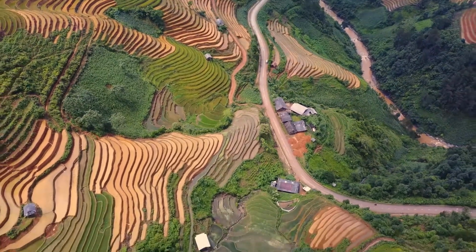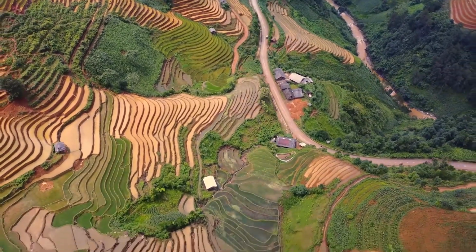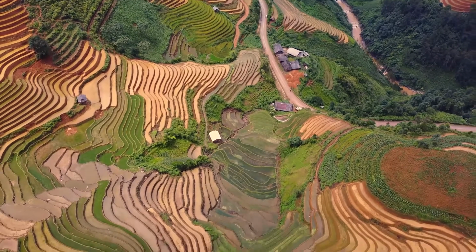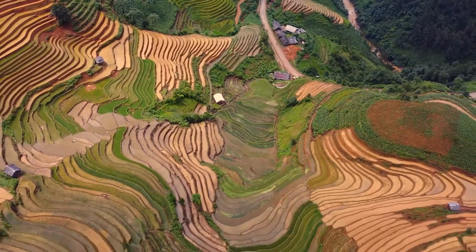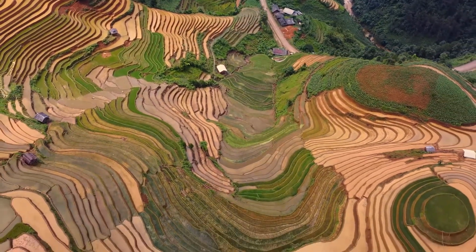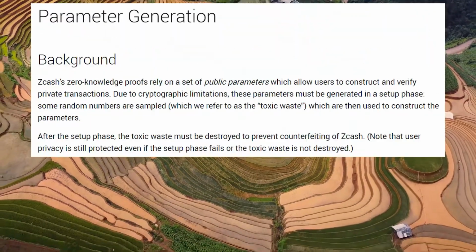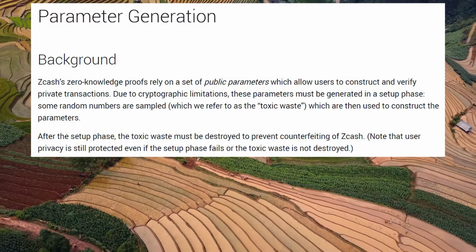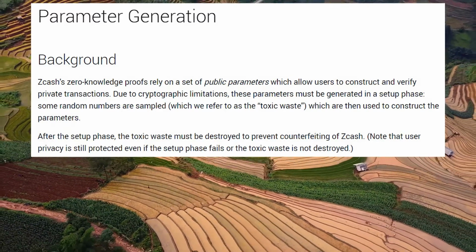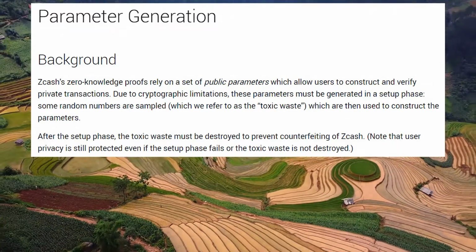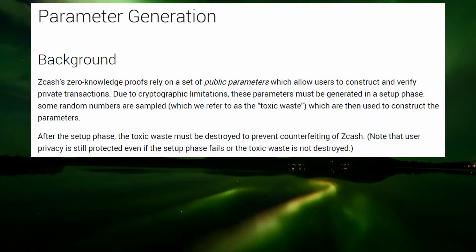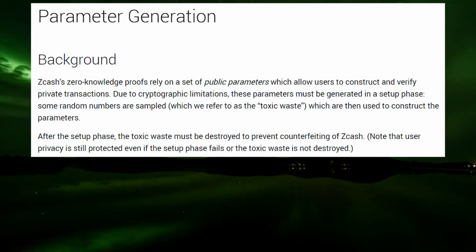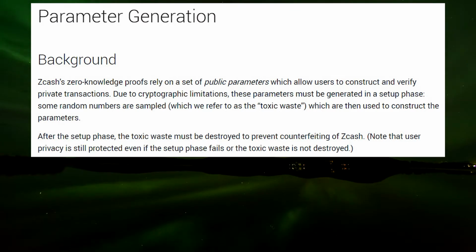As of now, the most efficient known way to produce this type of zero-knowledge proof is to have an initial setup phase, where some random numbers are sampled, which are then used to construct the parameters. The sampled random numbers are called toxic waste, and it must be destroyed after the setup phase in order to prevent any double spending and preserve the integrity of the Zcash blockchain.